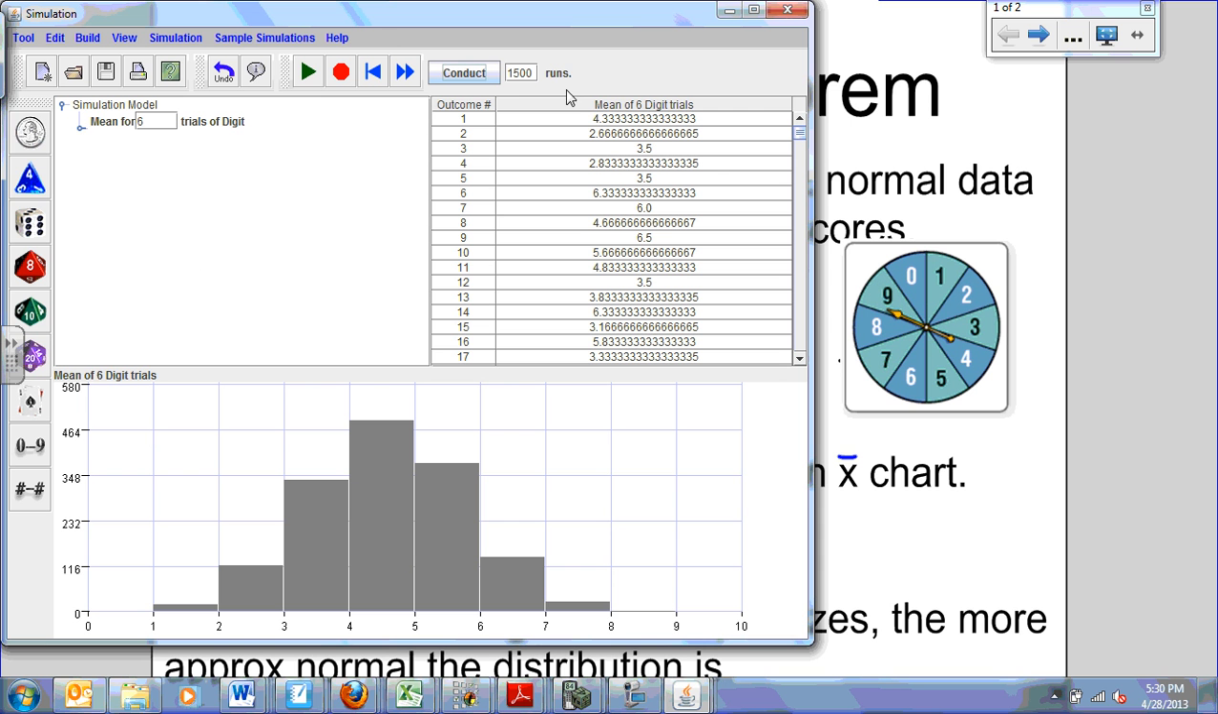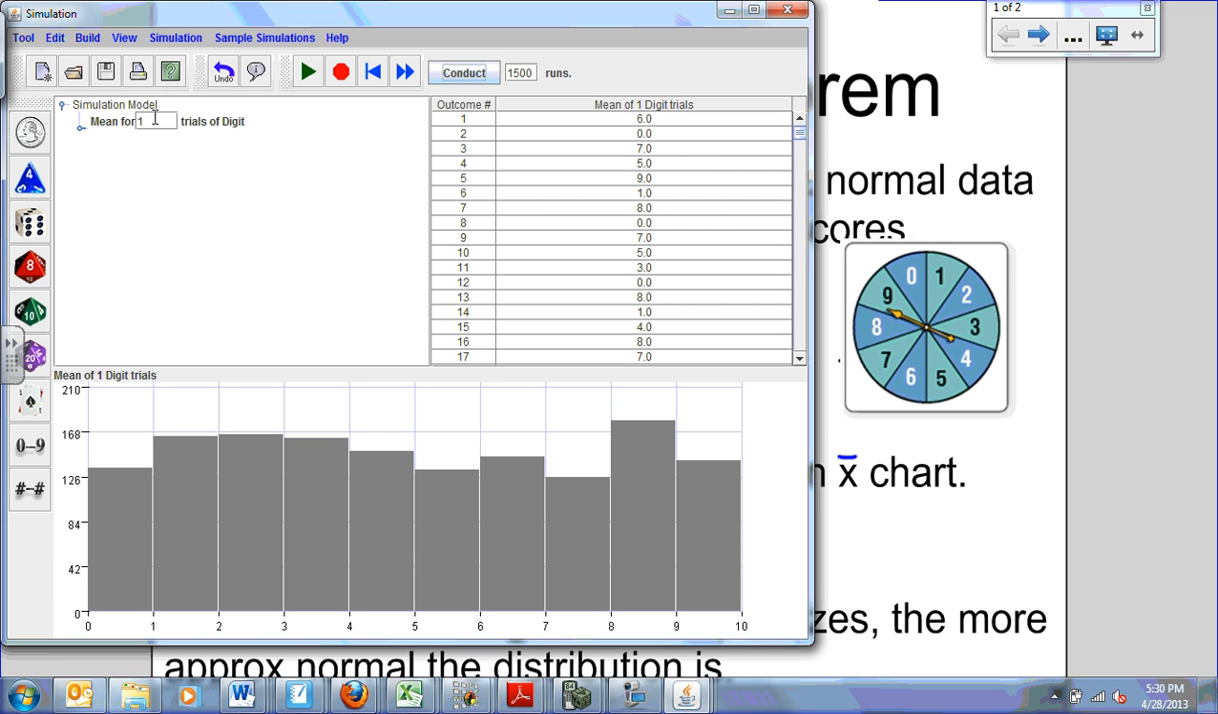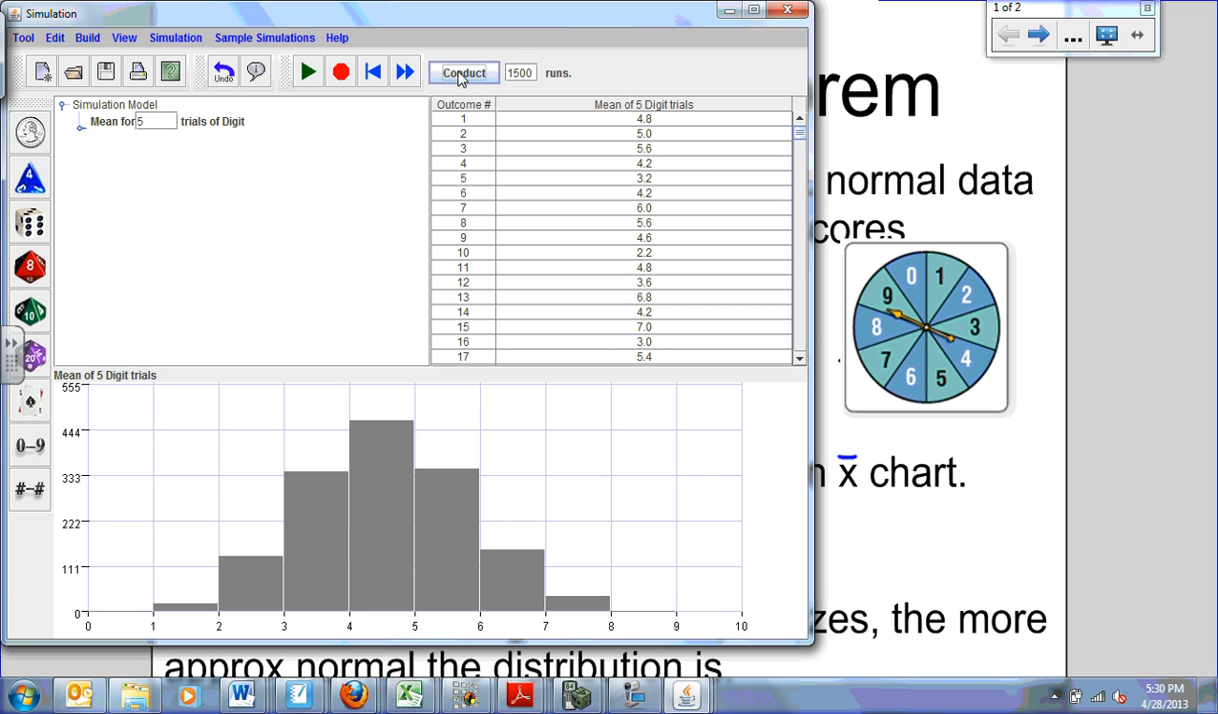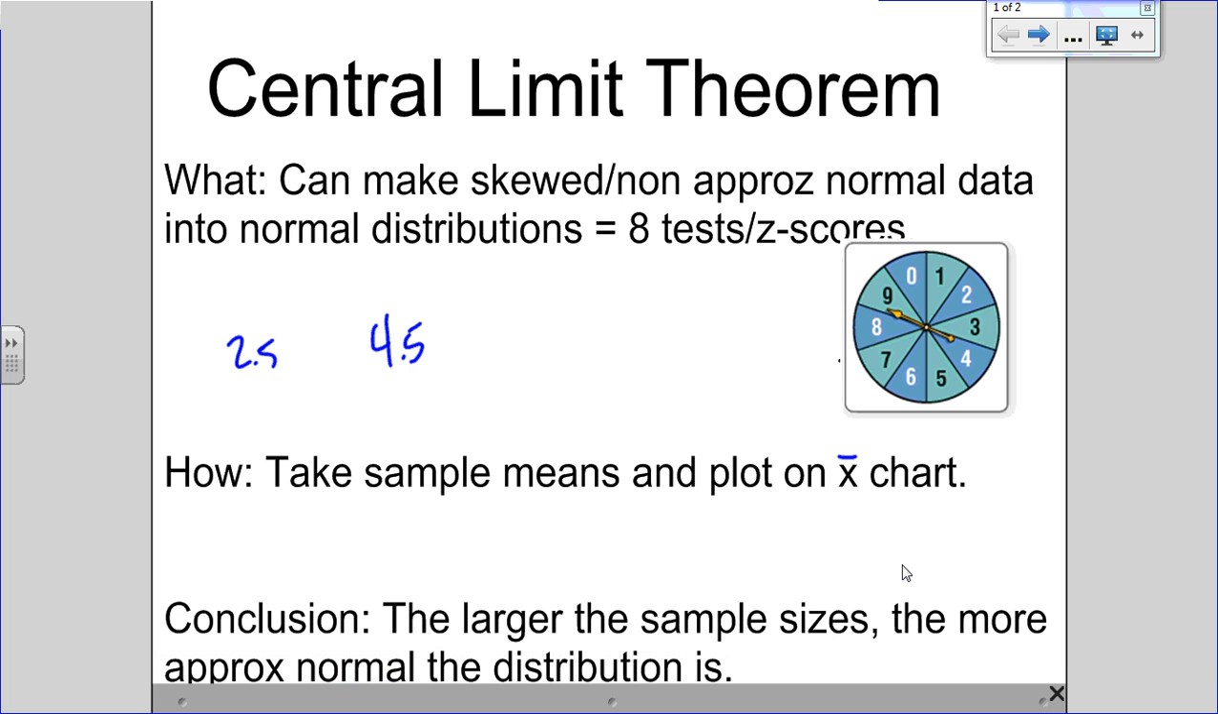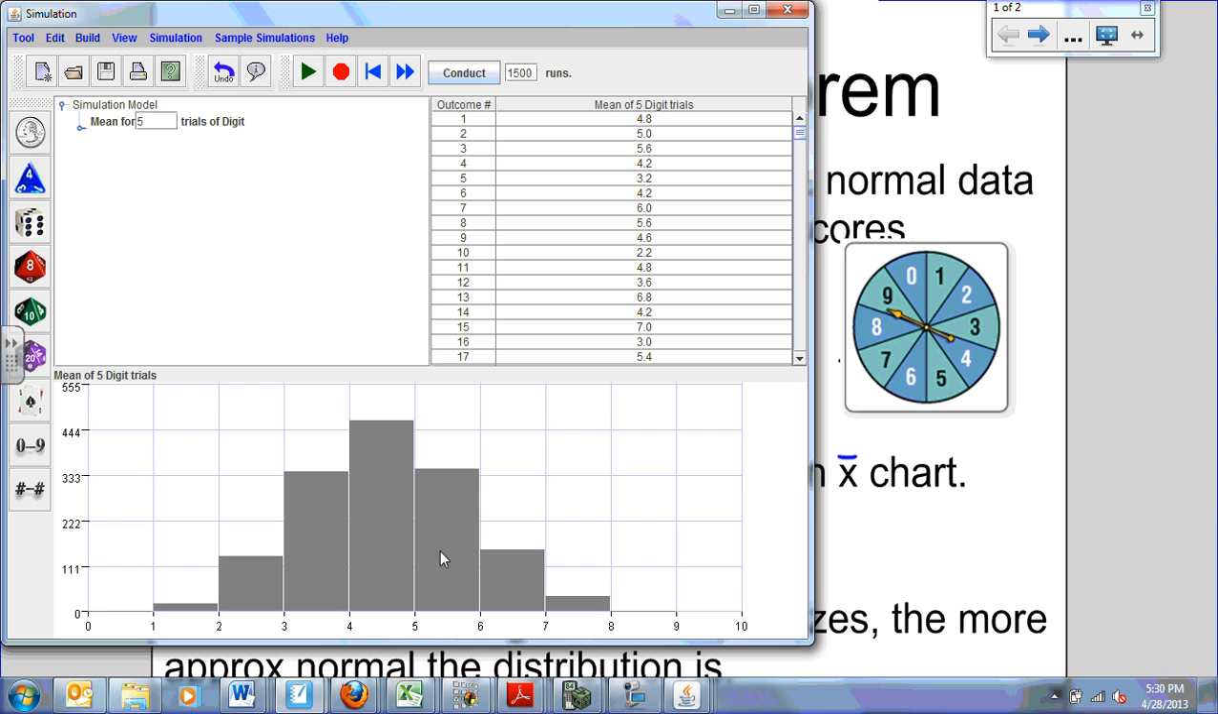So again, or lastly, I should say, look at this. This is amazing. Uniform, straight across. Take sample sizes, let's do 5. 5 at a time, find the mean, plot them, and it's approximately normal. I think that's pretty cool. So hopefully this helps you understand what the central limit theorem is and how we do it, and a big conclusion is the larger the sample size you take, the more approximately normal that distribution is.